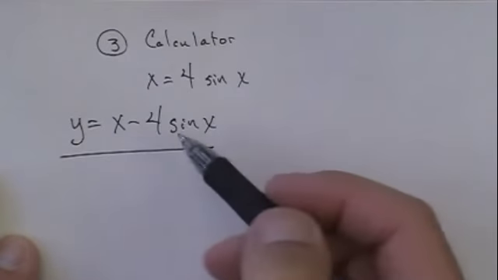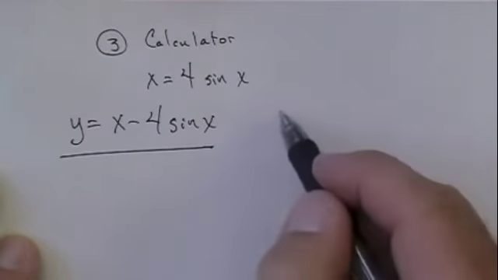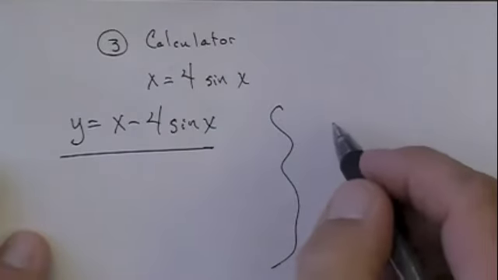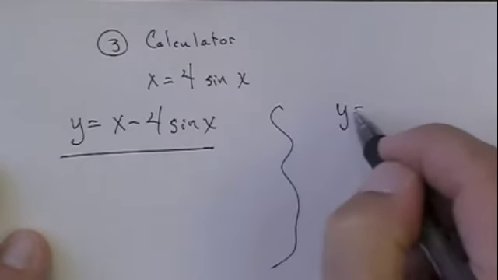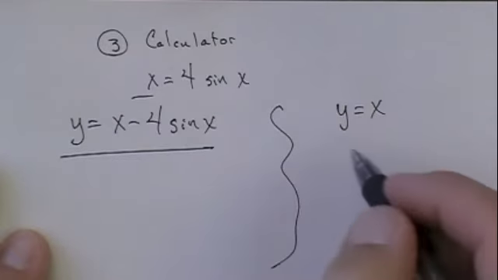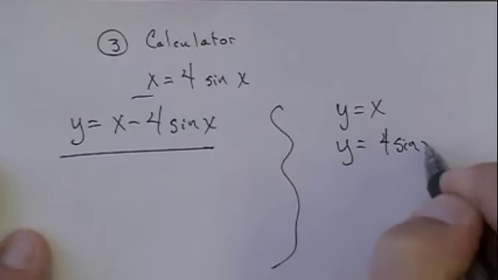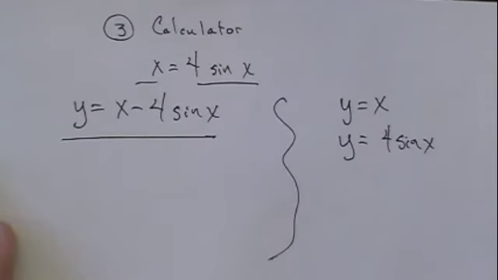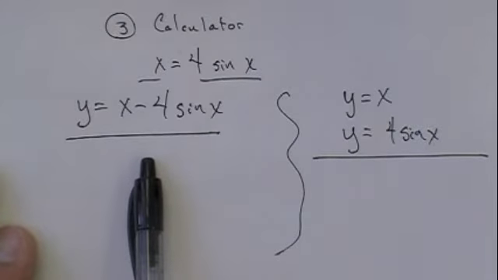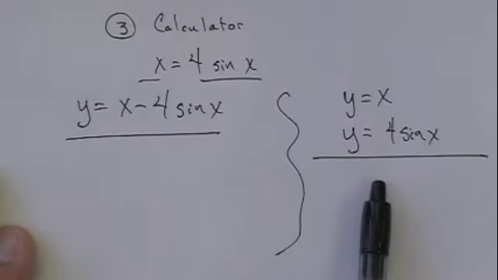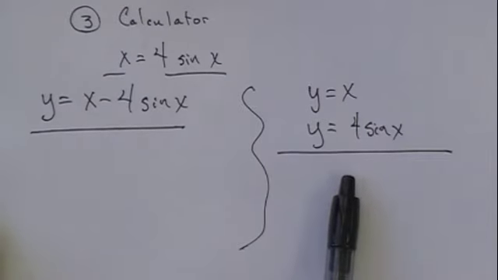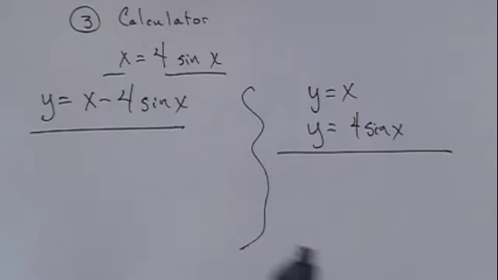Remember, we would have to have y equals to be able to graph this. The other option is to say y is equal to x. That takes care of this side. And then we could also have y equals 4 times the sine of x. That takes care of this side. And graph the two lines. So in the first scenario, we're going to be looking for our zeros. In the second scenario, we're going to be looking at the intersection of the two lines. So let's go ahead and graph those on a calculator and see what that looks like.